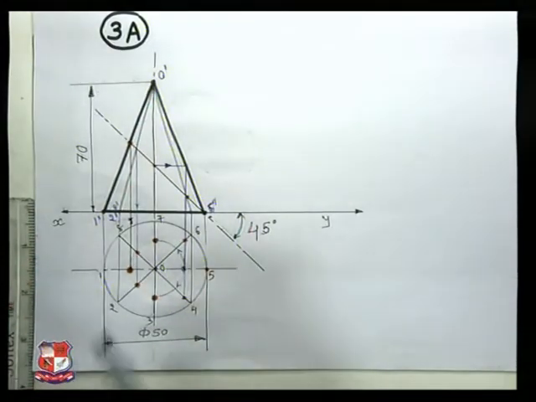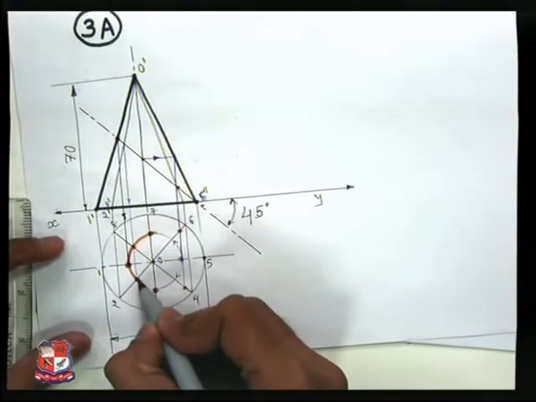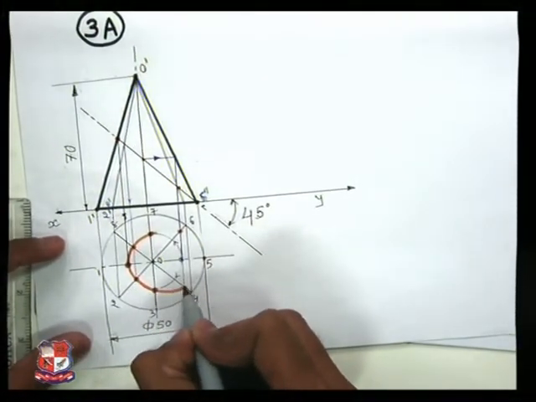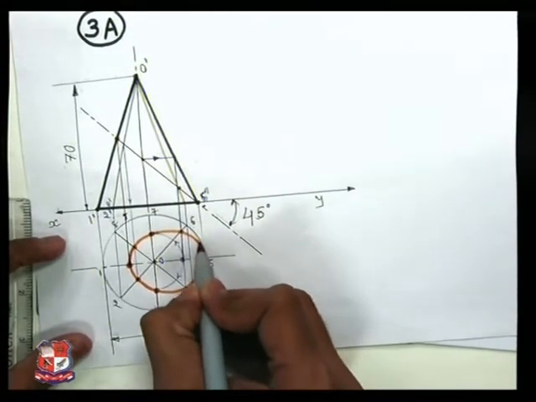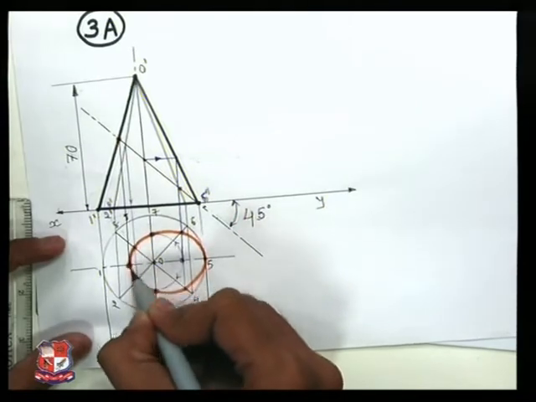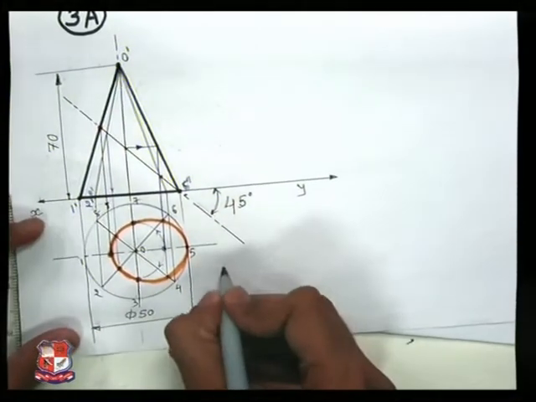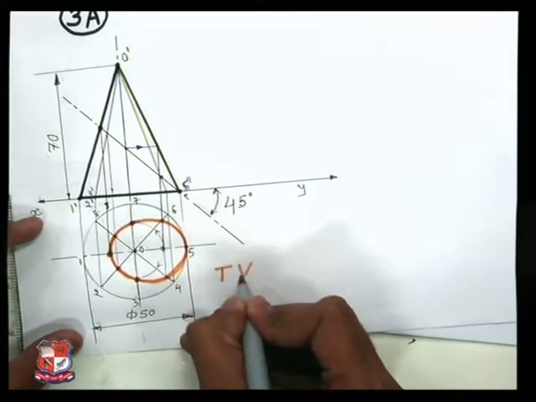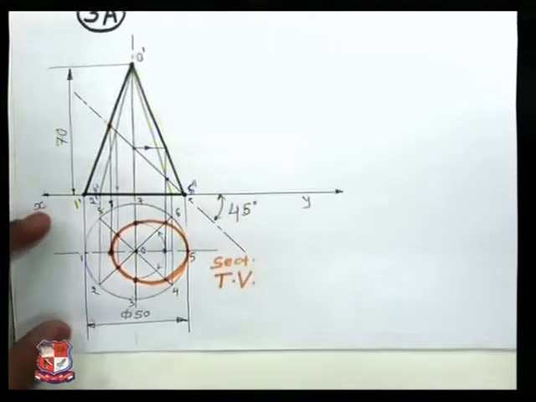Now join all these points with a smooth curve. It would appear like this. It would not be a circle, it would be an irregular circular shape. Of course, the edges would be smooth, so it would be smooth curves like this. So this is a top view, or you can say it's a sectional top view of the given cone. You write here, it's a sectional top view.